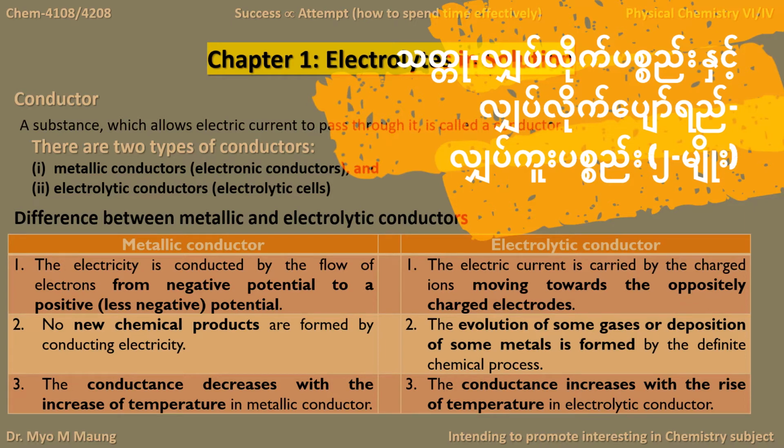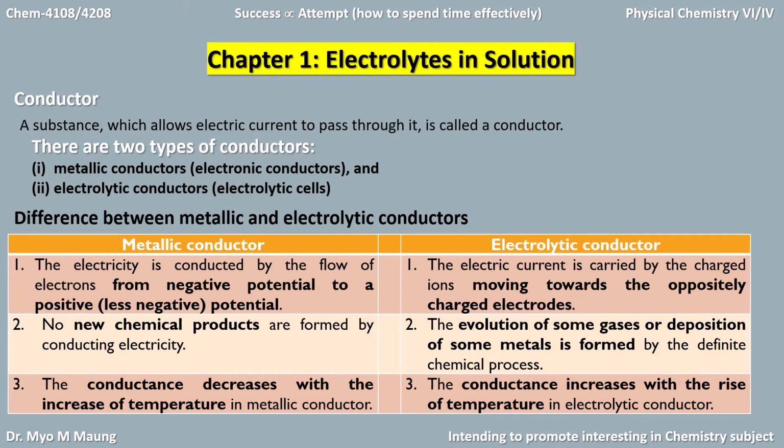The differences between metallic and electrolytic conductors are as follows. In a metallic conductor, the electricity is conducted by the flow of electrons from negative potential to a positive, less negative, potential. No new chemical products are formed by conducting electricity. The conductance decreases with the increase of temperature in a metallic conductor.